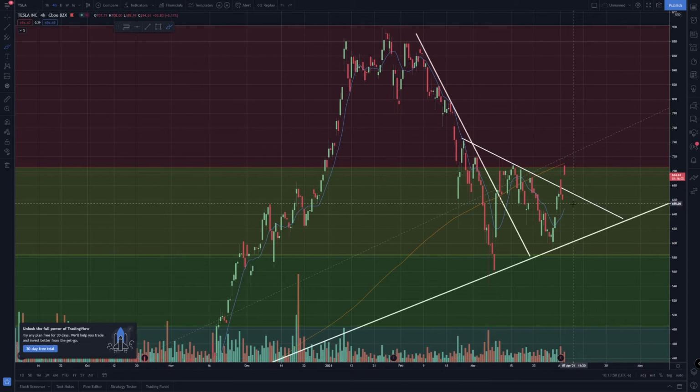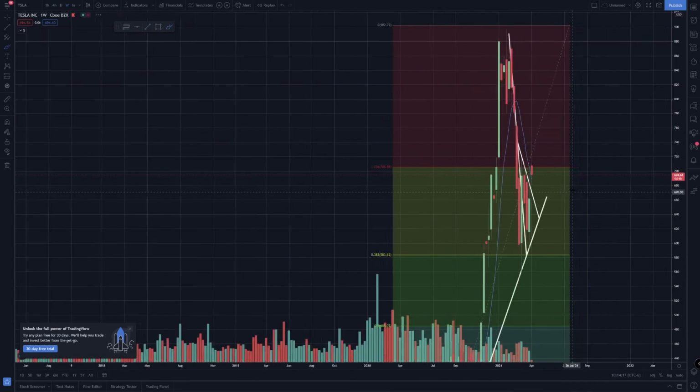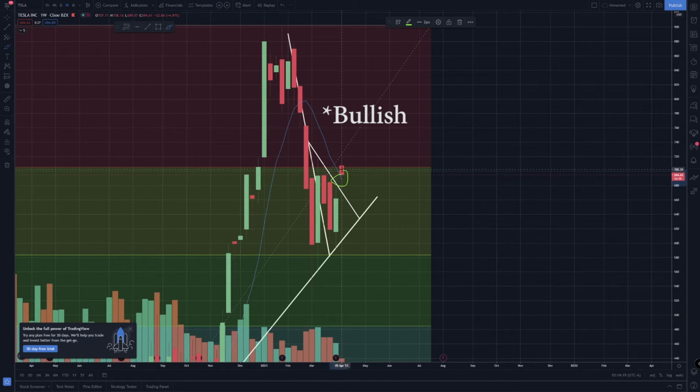But for now, it looks like this 180 moving average on the 4-hour is the thing that's rejecting us. What I'm thinking is we're going to come back down here, maybe retest this trend line right here, and then maybe get a push back up. That's what I'm hoping for anyway. Like I said, if we break this trend line, and if we break this weekly moving average, I am starting to get bearish again.